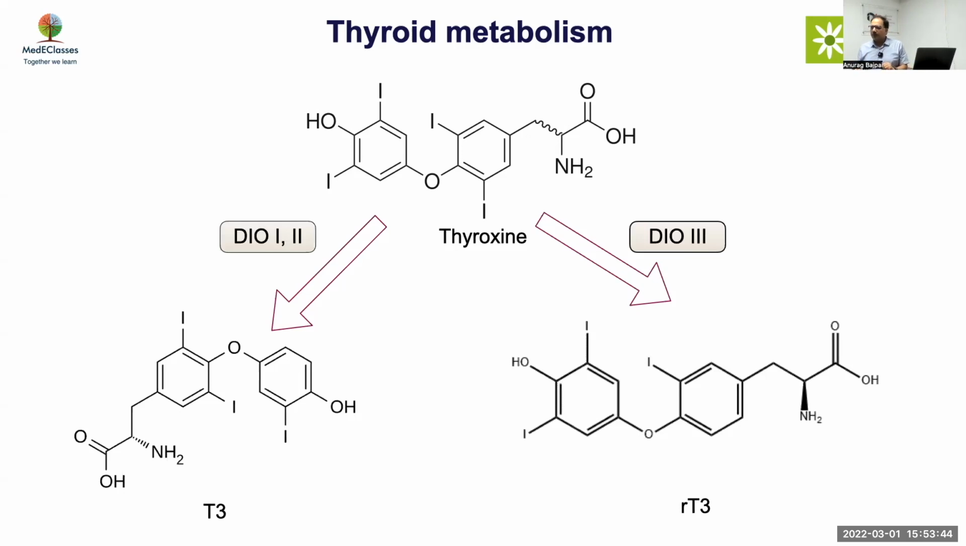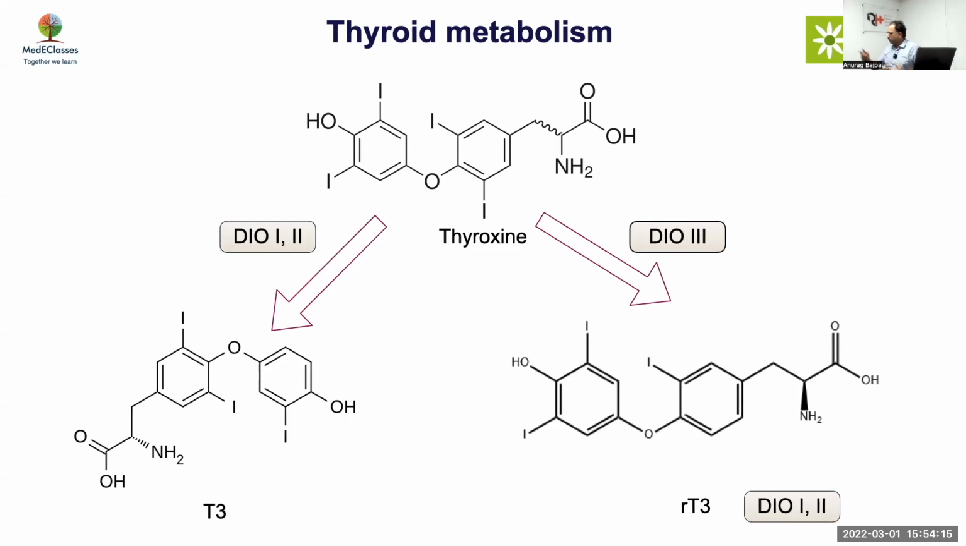So what will happen in hypothyroidism? Which enzyme should be activated? In hypothyroidism, FT4 is low, so the DIO1 activity, which converts FT4 to FT3, is increased. You want DIO1 and DIO2 activity to be more, and you want less activity of DIO3.